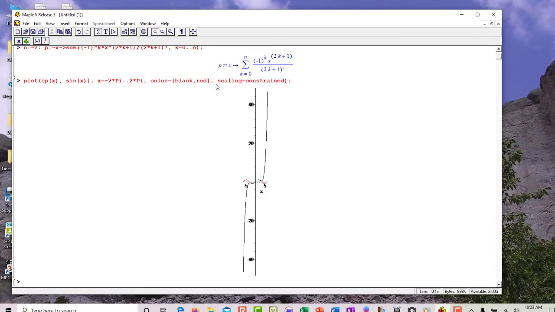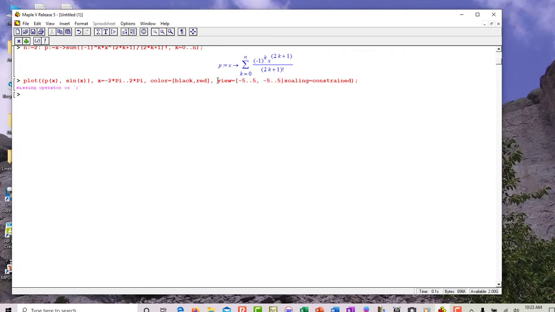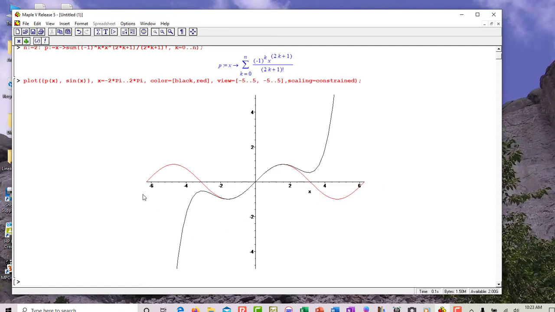With scaling equals constrained now, I better change my view. We'll make this go from -5 to 5, -5 to 5, and I need to put a little comma there. It's pretty clear which is the sine function and which is the Maclaurin polynomial of degree 5. 1 bump, 2 bumps, 3 bumps, 4 bumps, n-1 bumps. The match is pretty good. That was with n equals 2 up here.